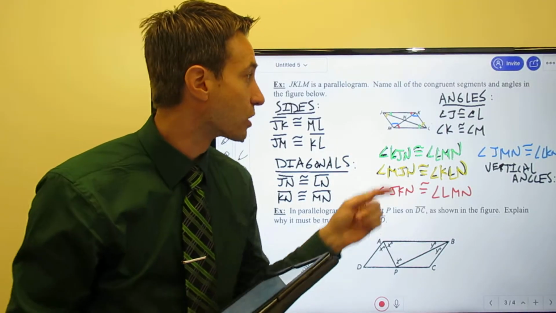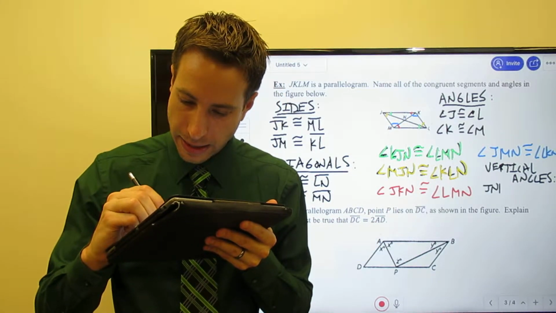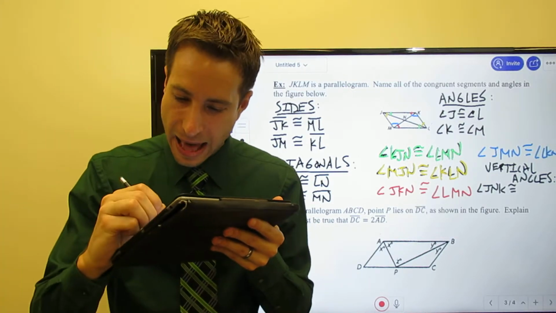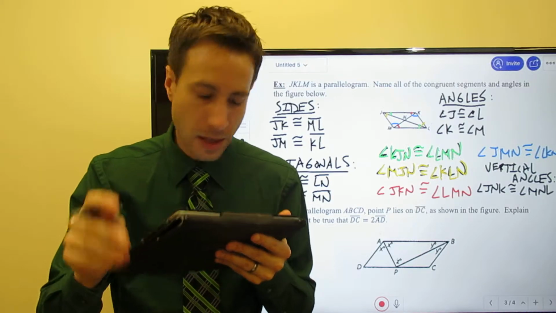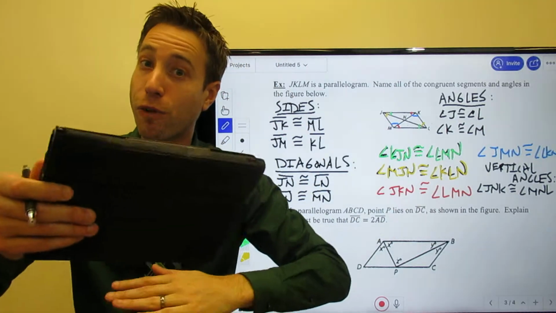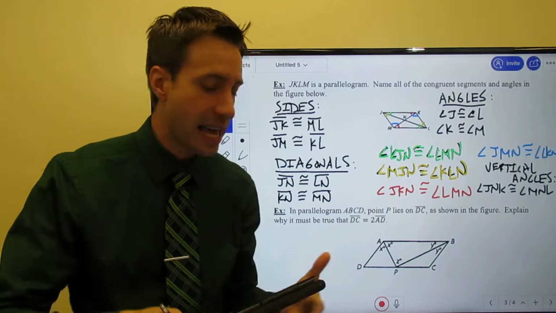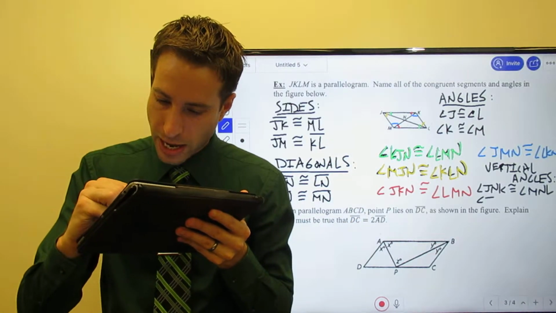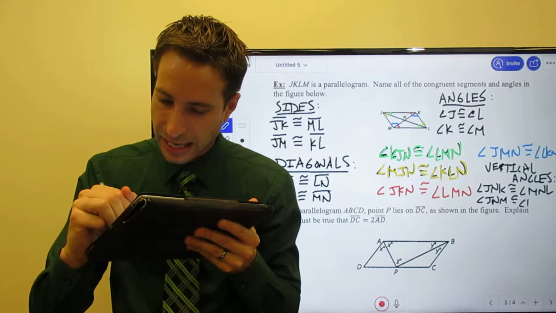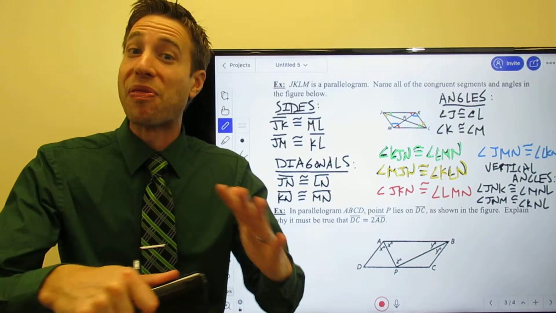Thanks to vertical angles, I know angle JNK is congruent to angle MNL. So JNK and MNL, those are vertical angles. They have to be congruent. And then vice versa, the other set, JNM has to be congruent to KNL. All right, so a gigantic list, but that's all of them.